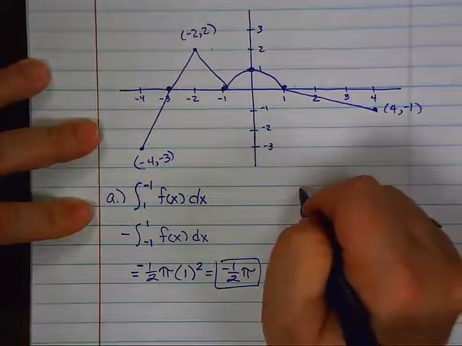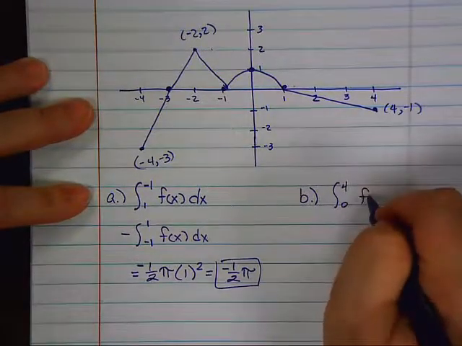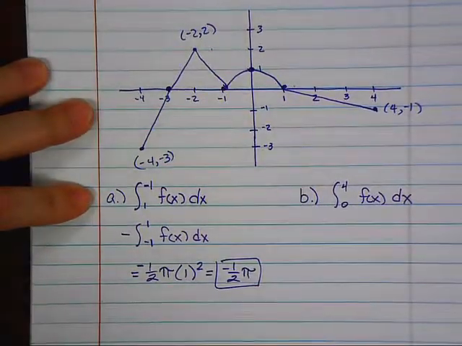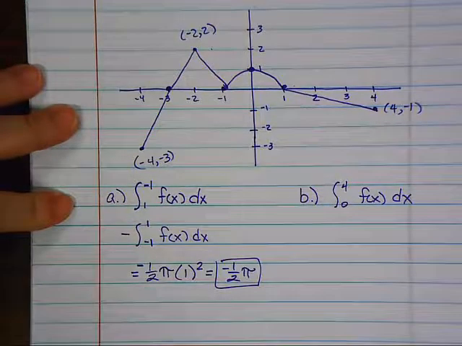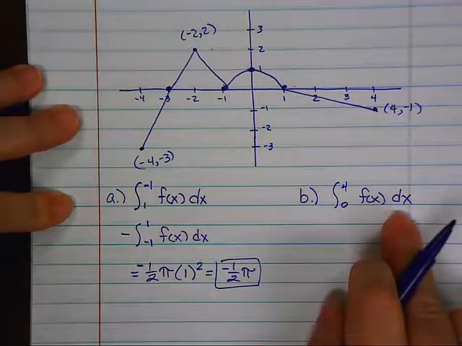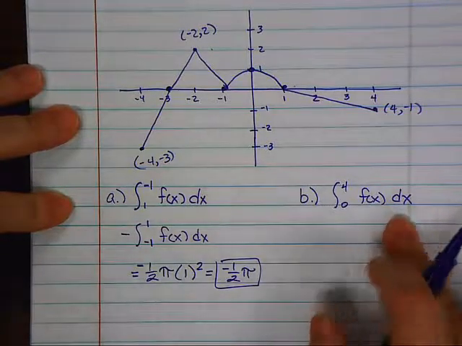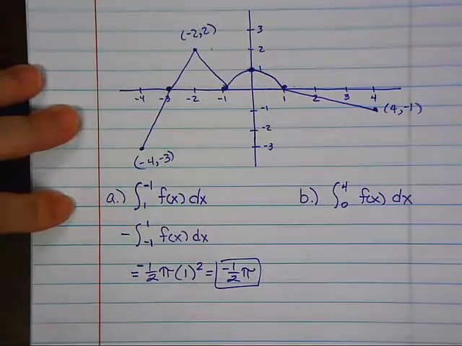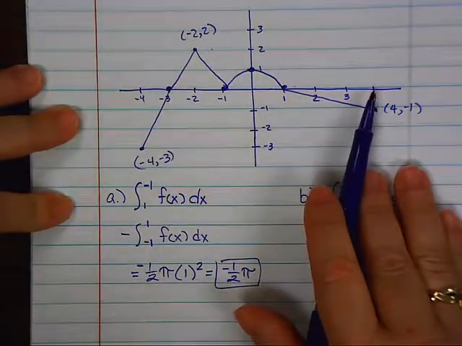All right, letter B. The integral from 0 to 4 of f of x dx. You have got to get to the point, if you're not there already, that when you see something like this, you know that means I want the area under the curve from 0 to 4. Okay? Now, looking at the picture from 0 to 4, are you seeing one distinct geometric shape? Is that one shape? No, it's really 2.